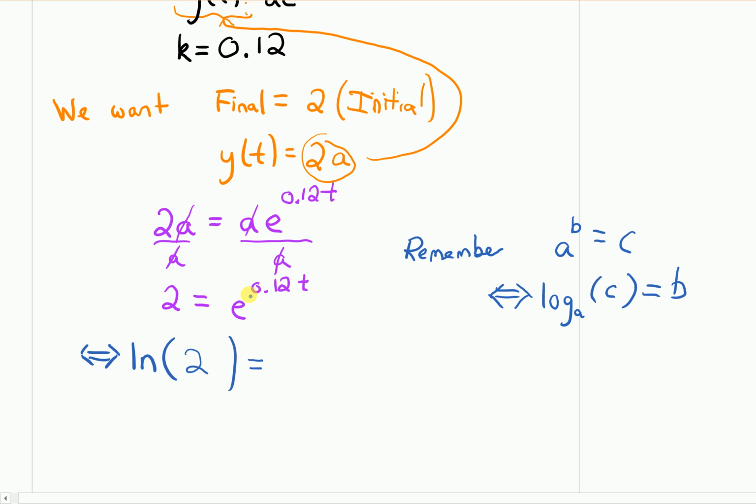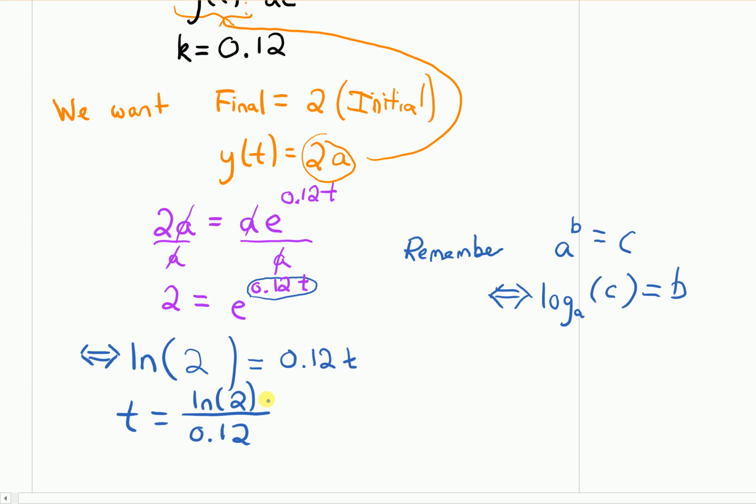And then the exponent, 0.12t, that goes on the other side of this equation. So we get 0.12t over here. Okay. Now, if I want to get t by itself, I'm going to divide by 0.12. Okay, so that gives me t equals ln of 2 divided by 0.12.